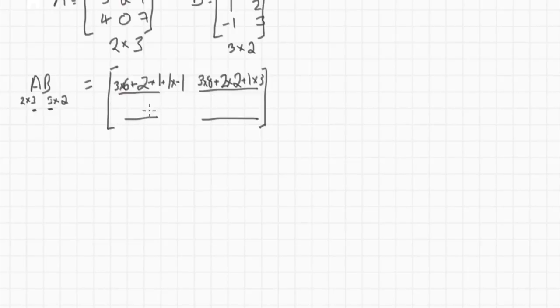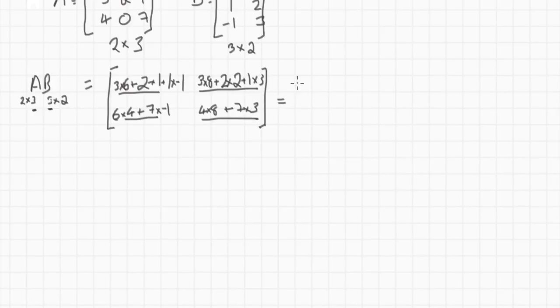Okay, this entry, you probably know the drill by now, is in the second row and the first column. So I'm going to multiply the second row by the first column. So 4 6s plus 0 times 1, I'm not going to write that to save space, plus 7 times -1. And this entry is in the second row, second column, so I'm going to multiply the second row by the second column. So 4 8s plus 0 times 2, which is 0, so I'm not going to write that, plus 7 times 3.